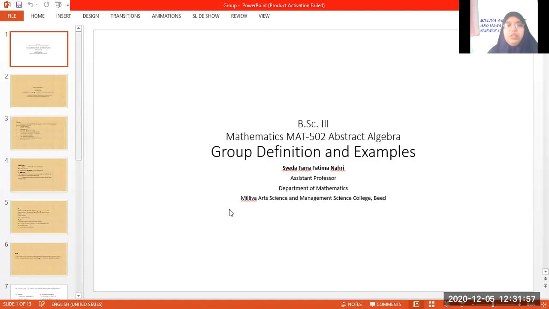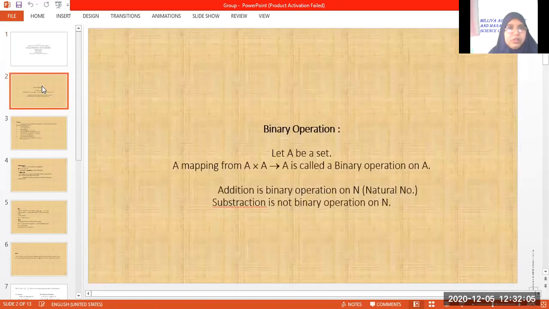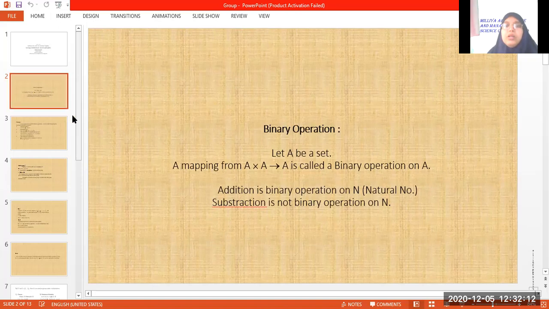We have learned today groups, definition and examples. First, we define binary operation. Let A be a set. A mapping from A cross A to A is called a binary operation on A.